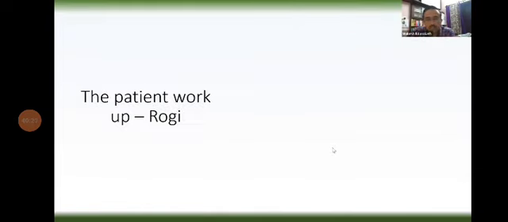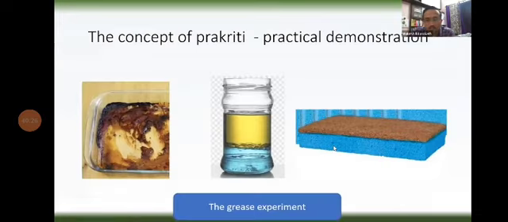Next is the Rogi Pariksha. I'm not going into detail. I'll just give you the importance of Prakriti. This is a usual experiment that I make my students do. You take a glass beaker, you take a glass of water, and you take a sponge. Then you apply grease in all these three. You apply grease on the glass, you mix grease in the water, and you apply grease on the sponge.